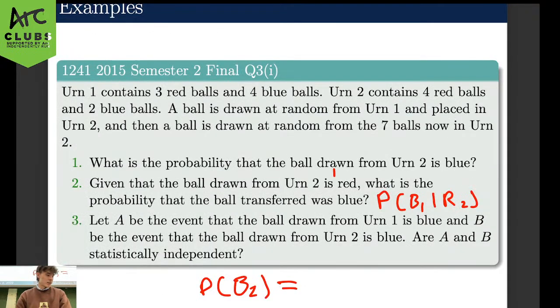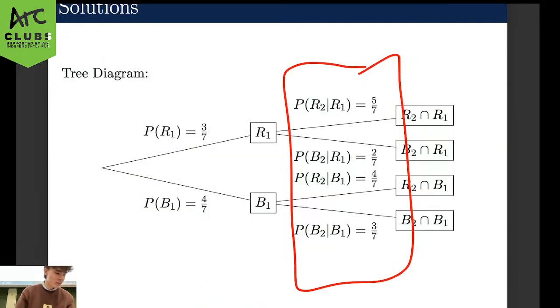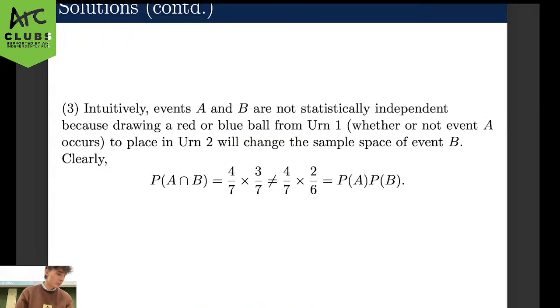And the third part is, let A be the event that the ball drawn from the first urn is blue, and B be the event that the ball drawn from the second urn is blue. So the question is, are A and B statistically independent? You can see that the answer should obviously be no, because whatever outcome you get from the second urn is inherently dependent on whether you draw red or blue from the first urn. So intuitively, we can say that the answer should be no. You can prove that using our definition of mutual independence. You can see that the probability of A and B is not equal to the probability of A multiplied by the probability of B.